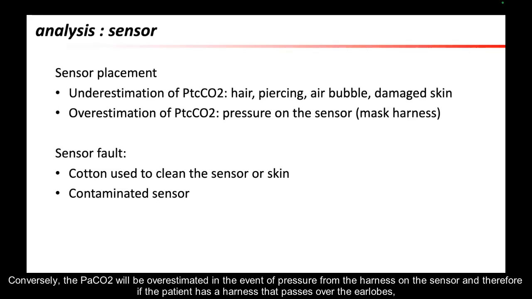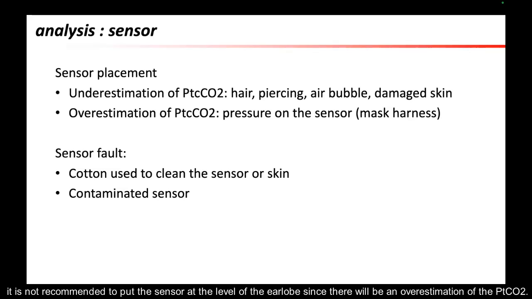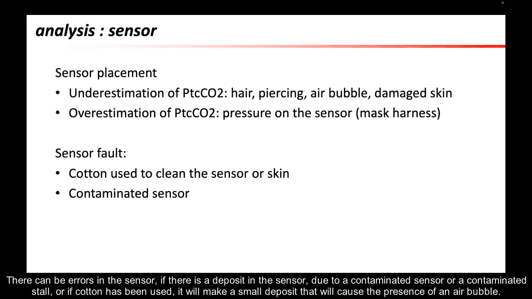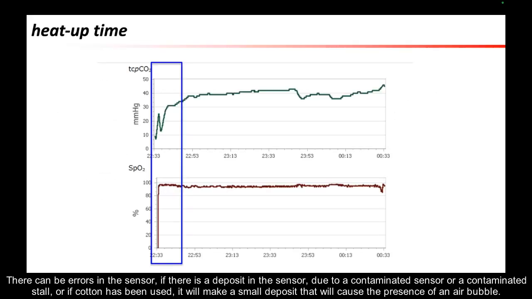Conversely, the PtCO2 will be overestimated in the event of pressure from the harness on the sensor, if the patient has a harness that passes over the earlobes. It is not recommended to put the sensor at the level of the earlobe since there will be an overestimation of the PtCO2. There can be errors in the sensor if there is a deposit due to a contaminated sensor or a contaminated stall, or if cotton has been used, it will make a small deposit that will cause the presence of an air bubble.